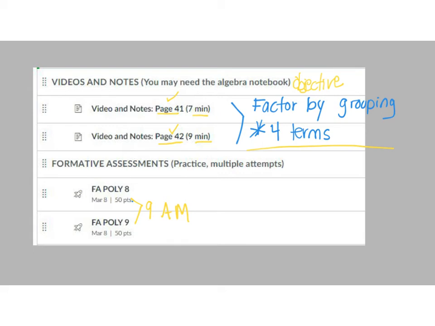When you finish, you have 2 formative assessments. They're right here. And they are due 1 week from today, which is March 8th at 9 a.m.